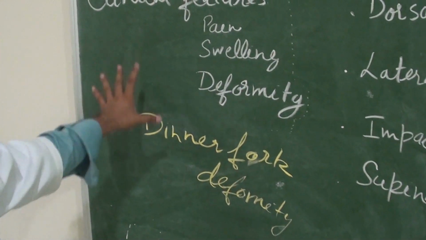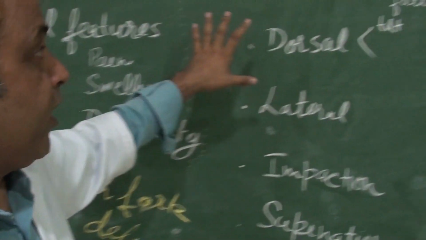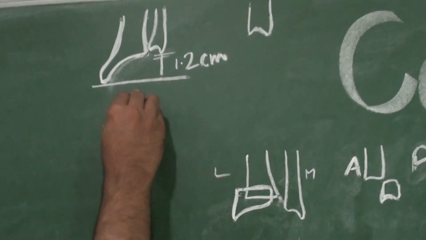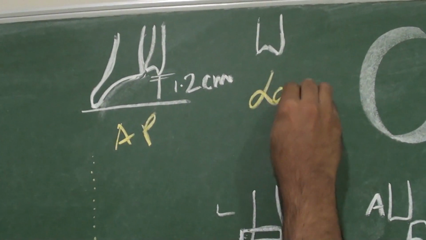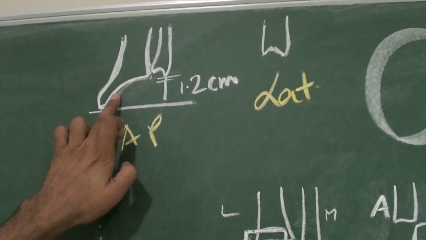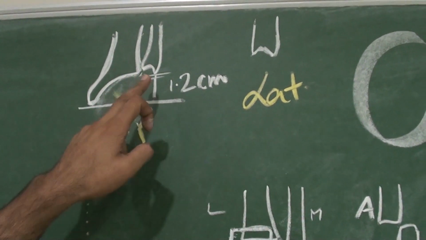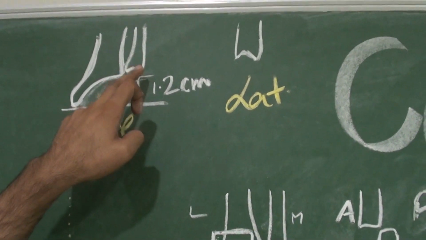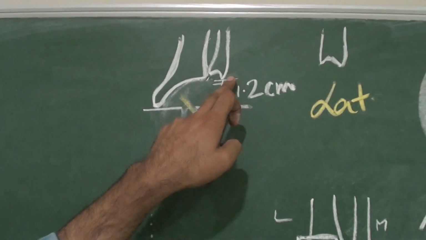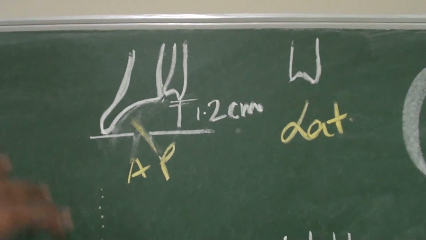So after you have examined the patient in the emergency department, pain, swelling, deformity, we come to the X-rays, X-ray of the wrist joint. If you look at the normal X-ray, this is AP view and this is lateral view. In the normal X-ray, the articular surface of the distal radius looks downwards, ulnarwards. And if you look at the relation of the two styloids, the radial styloid is at a lower level as compared to the ulnar styloid, by 1.2 centimeters.